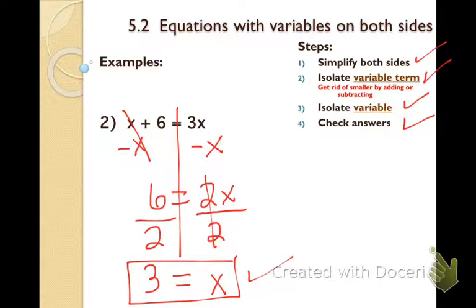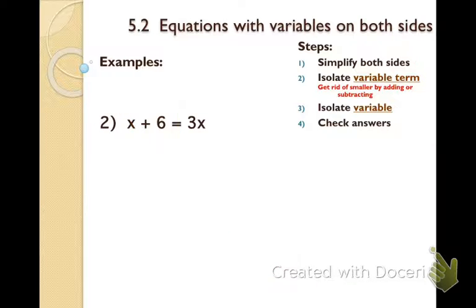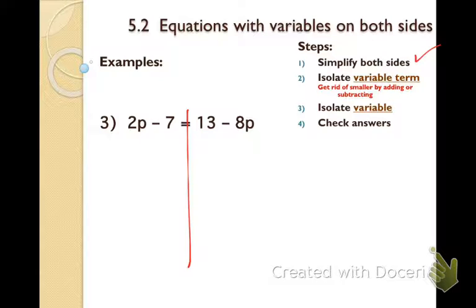Okay, let's move on to another example. I'm going to go a little faster on this one, and do a little less explaining. Simplify both sides, done. Isolate the variable term. Well, 2p and negative 8p. I'm going to get rid of the negative 8p. That's a lot smaller. I'm going to add 8p to both sides.